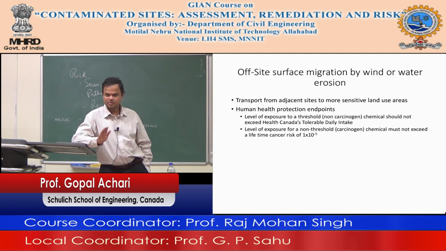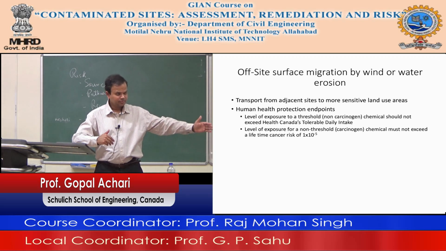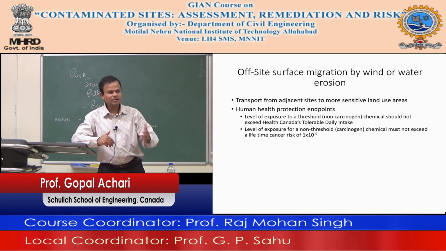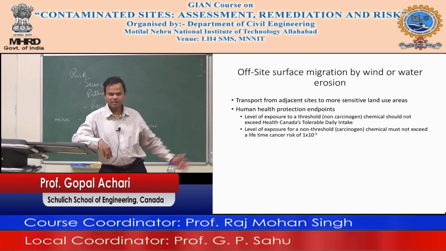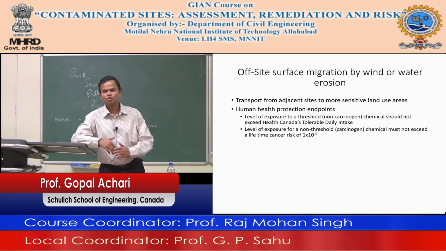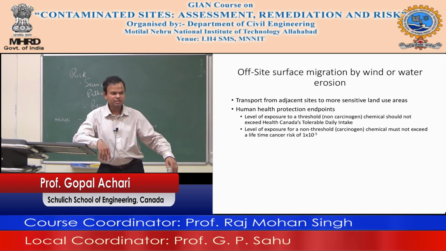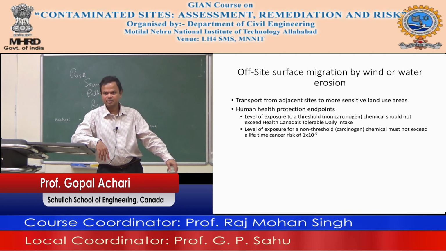Are you with me on that? The concept. So the chance of somebody developing cancer, if they have been exposed to that chemical over a lifetime, should not be more than 1 in 100,000. So if 100,000 people have been exposed to that particular chemical over a lifetime, not more than 1 should develop cancer. That's what it means. That's a reasonably low risk, considering all factors. We cannot have zero risk.